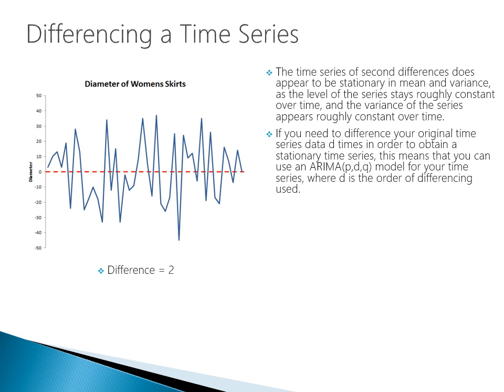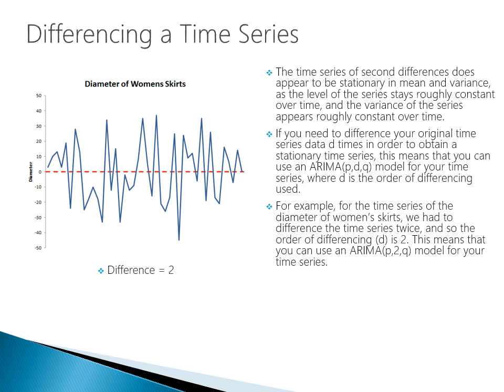If we need to difference our original time series data d times in order to obtain a stationary time series, this means that you can use the ARIMA p,d,q model for your time series, where d is the order of difference used. For example, for the time series of the diameter of women's skirts, we had to difference the time series twice, so the order of difference d is 2. That means that we can use an ARIMA p,2,q model for our time series.